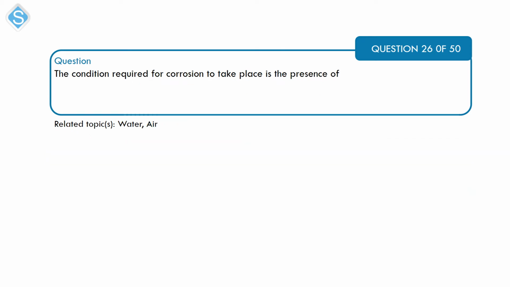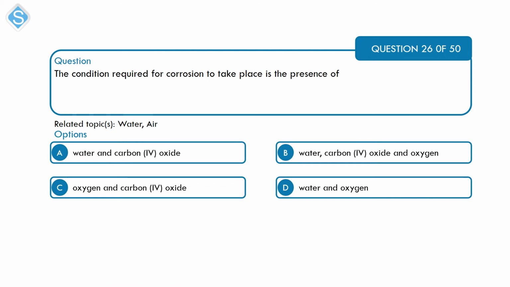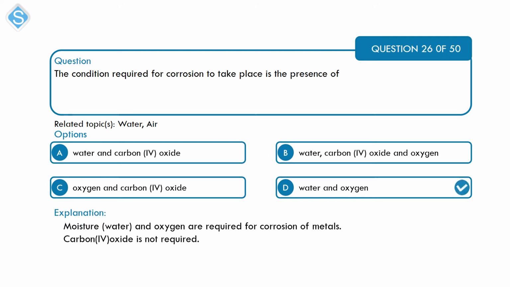Next is on water and air. The condition required for corrosion to take place is the presence of A, water and carbon dioxide, B, water, carbon dioxide, and oxygen, C, oxygen and carbon dioxide, D, water and oxygen. Alright, there are only two conditions that are required for corrosion to take place, and that is the presence of water and oxygen, option D.